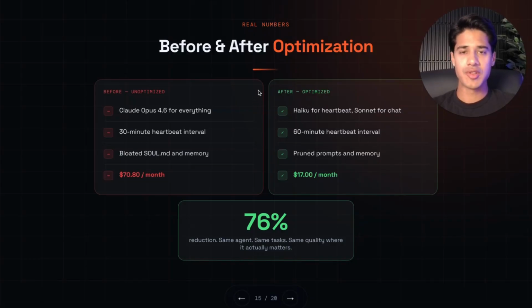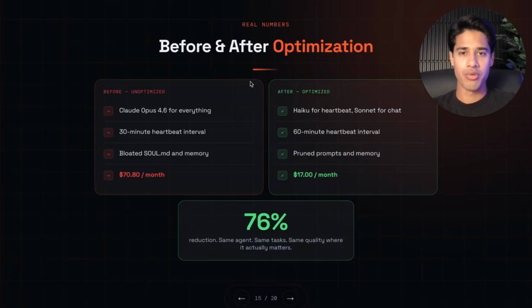Before optimization, let's say you're running everything on Opus 4.6. 30-minute heartbeat, bloated prompts, the monthly cost comes to $70.80. That breaks down to about $25 in heartbeat costs and $45 in interactive use and significant overhead from prompt bloat. Now let's say you watched day 4, you took the tips from today and you implemented them. After optimization, you're using Haiku for the heartbeat, Sonnet for the interactive use, with 60-minute heartbeat intervals, a pruned soul markdown file, and memory. Your monthly cost drops to $17.